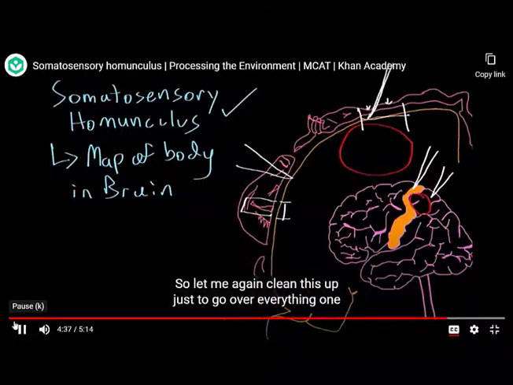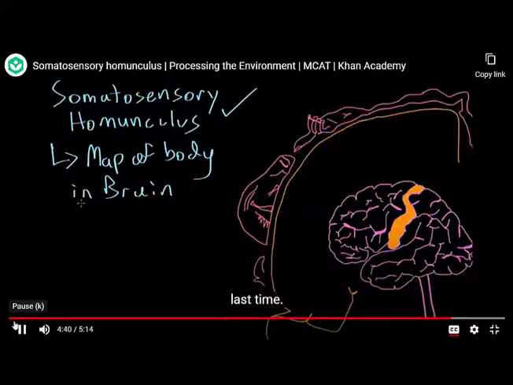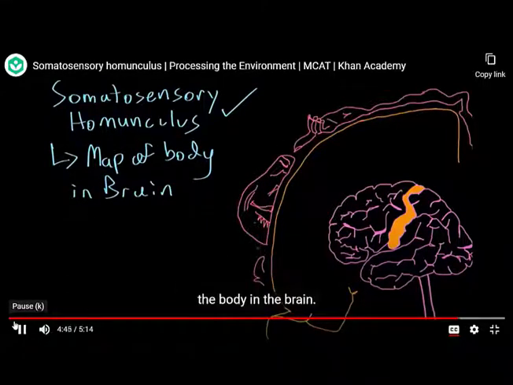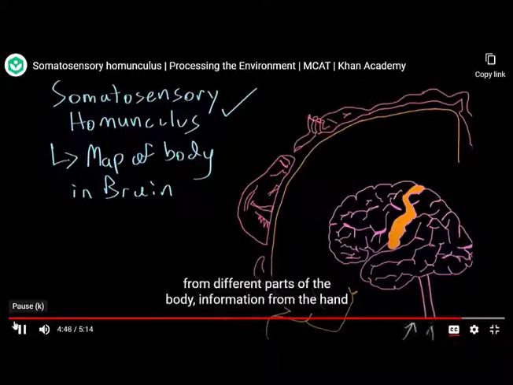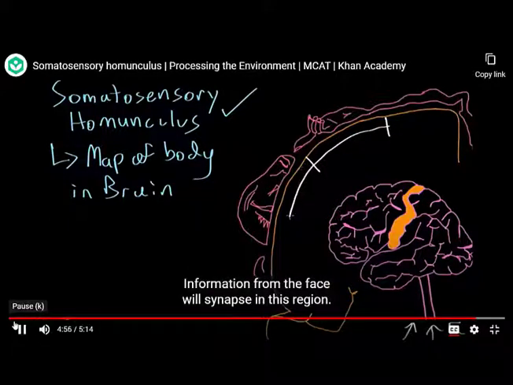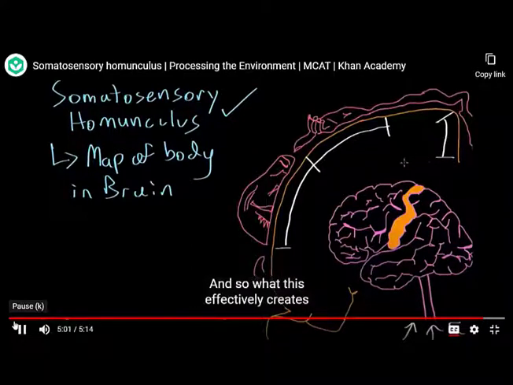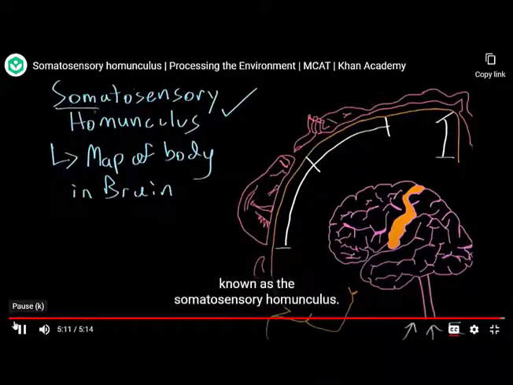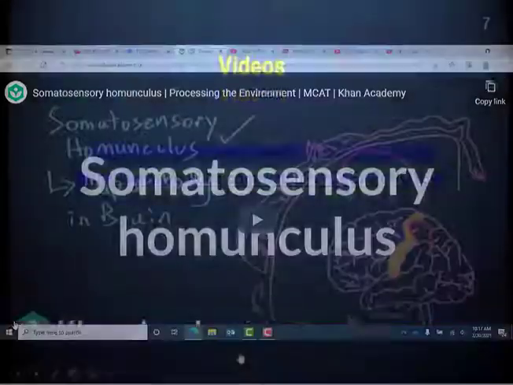So let me again clean this up just to go over everything one last time. So the sensory homunculus basically maps out the body in the brain. So as information comes to the brain from different parts of the body, information from the hand will all synapse in this region of the cortex, information from the face will synapse in this region, information from the feet will synapse in this region. And so what this effectively creates is a topological map of the entire body in this strip of cortex. And this topological representation of the body in the cortex is what's known as the somatosensory homunculus.